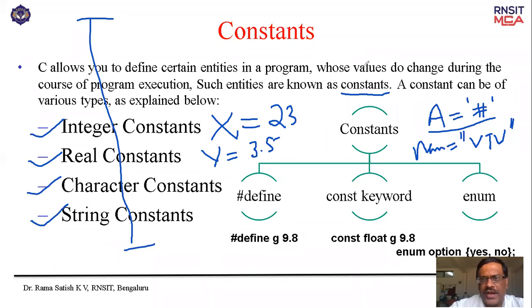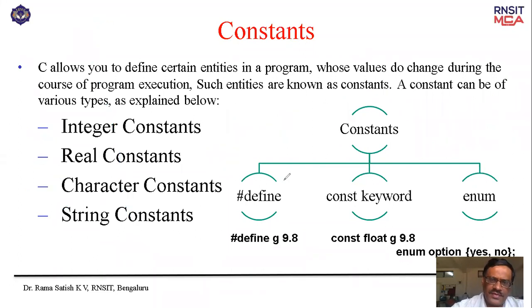And how to create constants? There are three popular methods. One is by using #define, a preprocessor directive. And you have a keyword called const. Const is a keyword to create constants. Same way, using enum, an enumerated value, you can create constants.